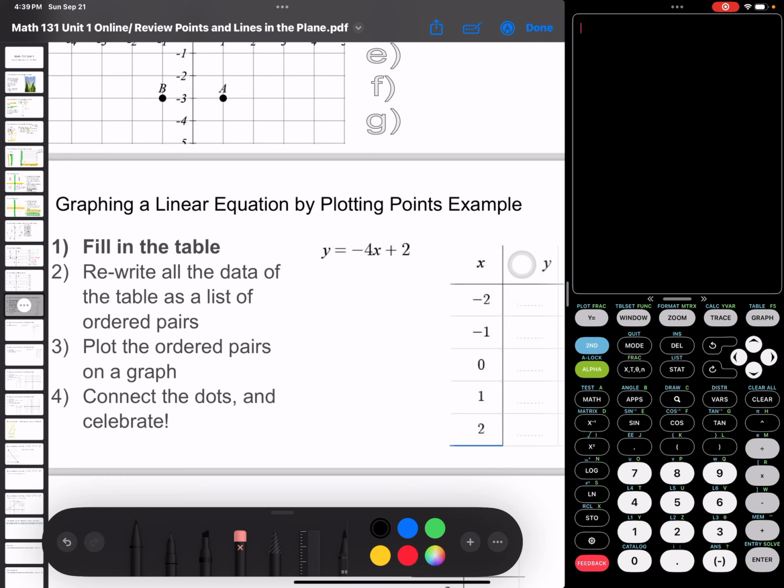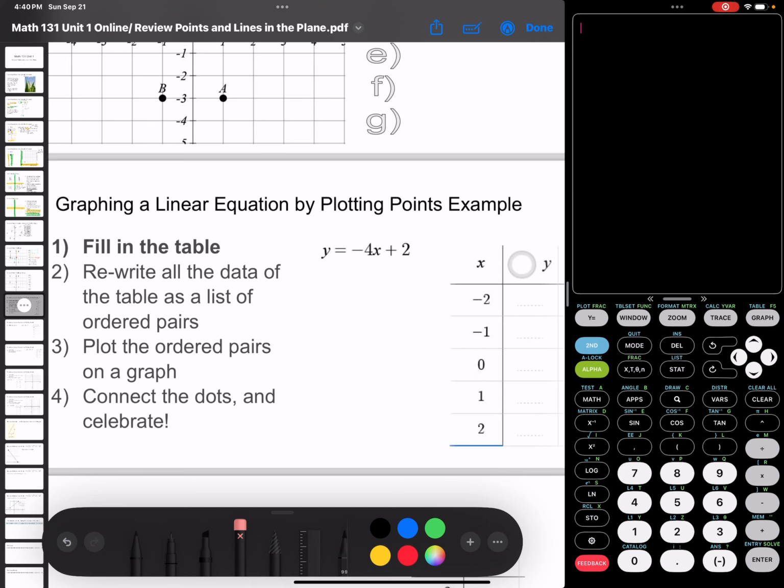And you can do that by following these steps here. So the first step is to fill in a table. You can choose values for x. Notice I put these random values for x here. You can pick any number you want to plug in for x. I usually choose numbers around 0 to start with.